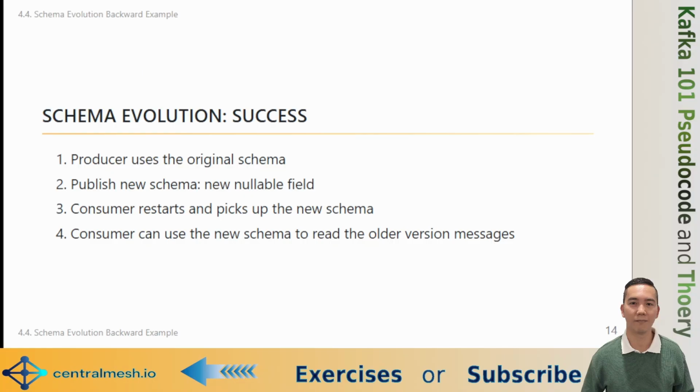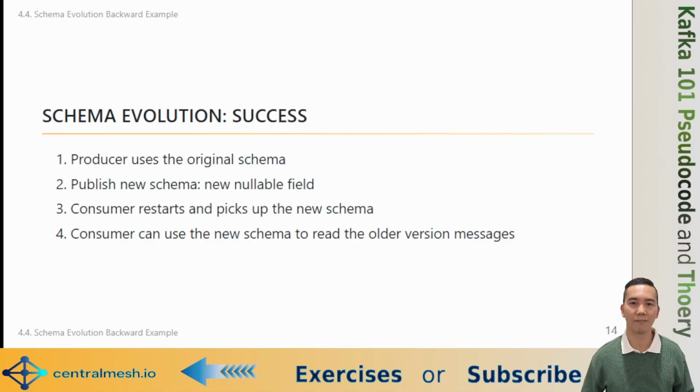First, the producer is still using the original schema. It's producing events with the fields we defined earlier. Nothing has changed on the producer side yet. Next, we publish a new schema. This new version includes a nullable field, which means it can safely be missing in older messages.